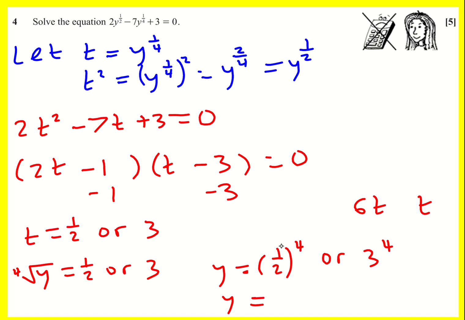And if we raise this to the power of 4, it's going to be 1 to the power of 4, which is 1, over 2 to the power of 4, which is 16, or 3 to the power of 4, which is the same as 9 squared, which is 81. There we go. That's the answers.